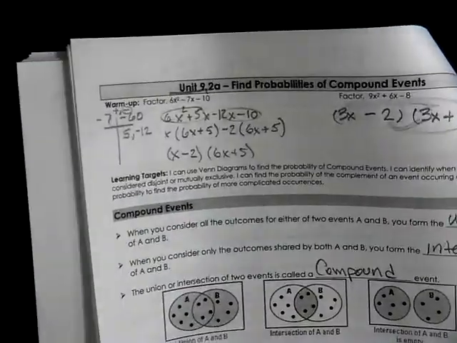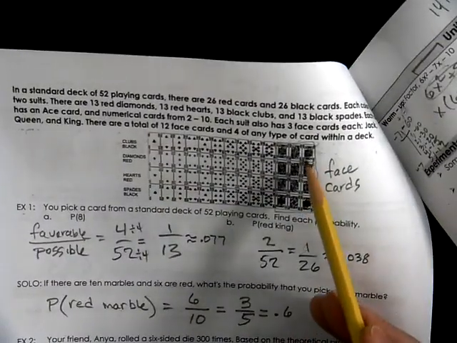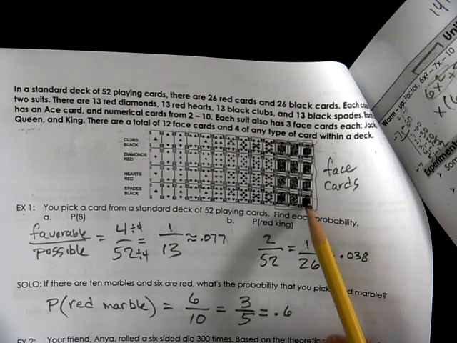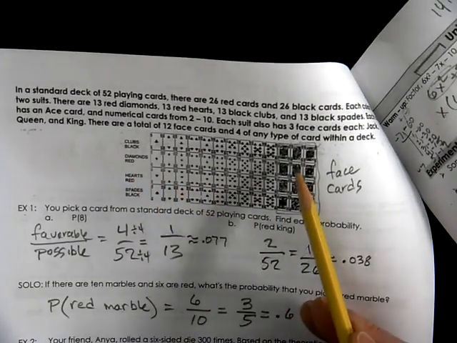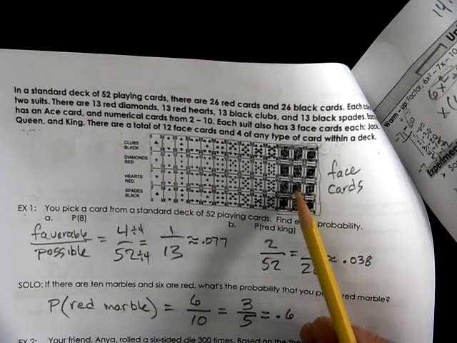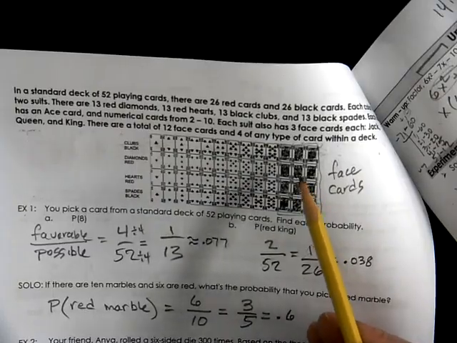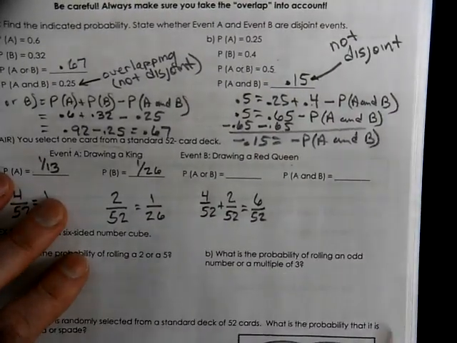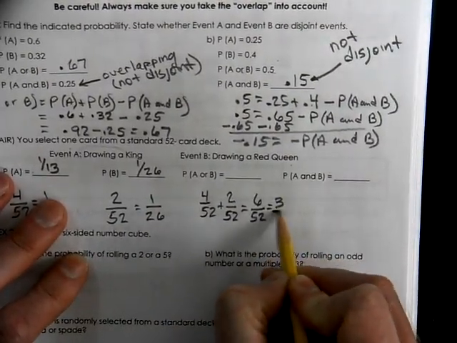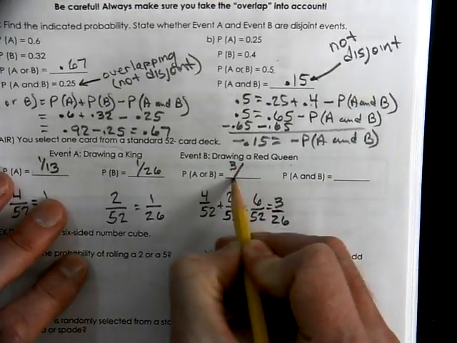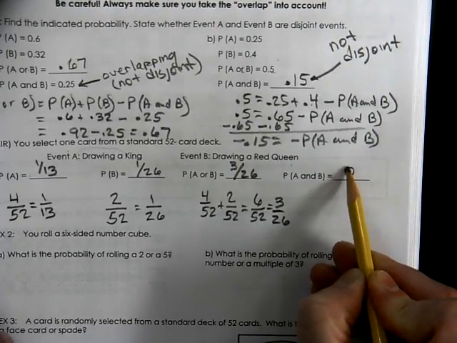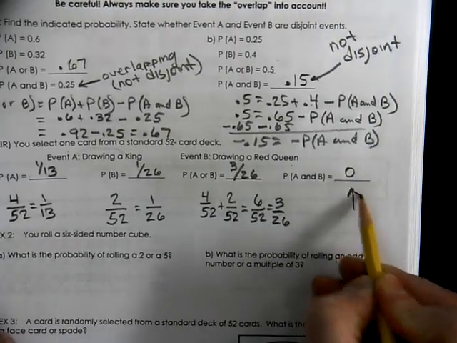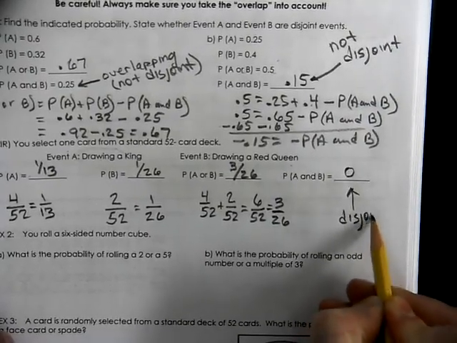If you need to look back at your chart, I counted 4 kings in the last column, and I counted 2 queens that were both red in the second to last column. I did not count any of the same cards twice. You cannot be a king that is also a red queen, so there is no overlap. So the overlap is 0. So this topic is disjoint.